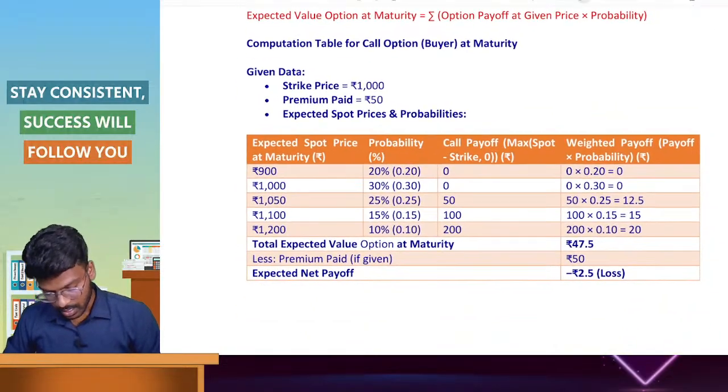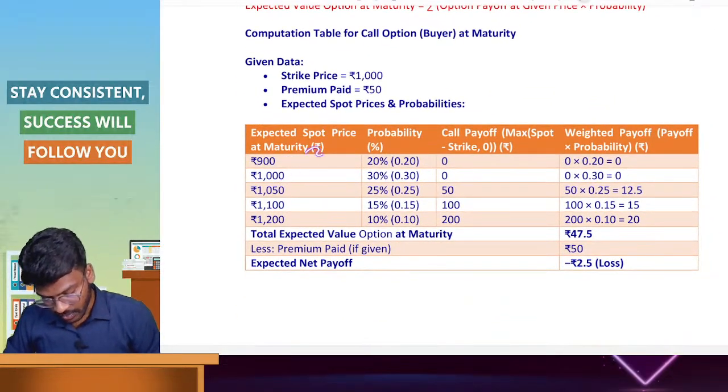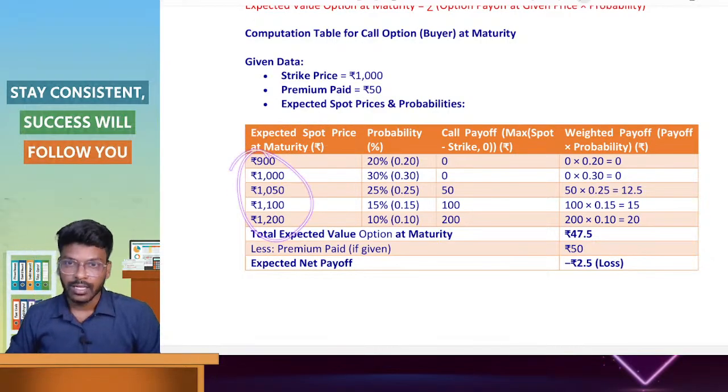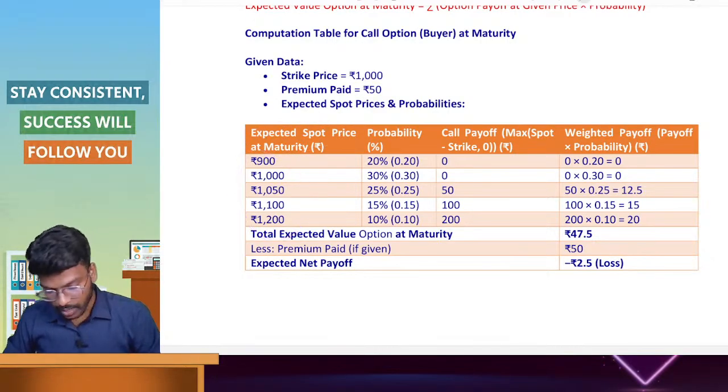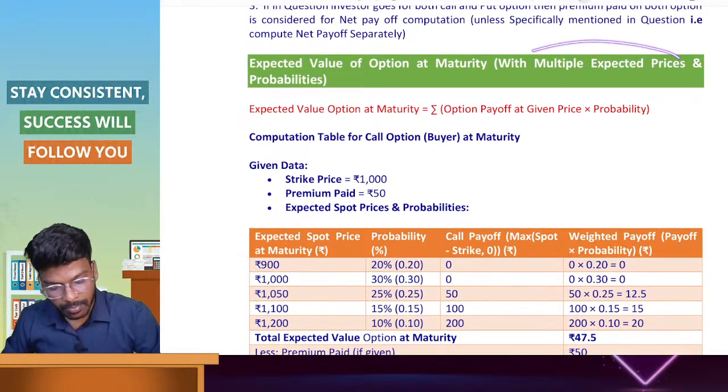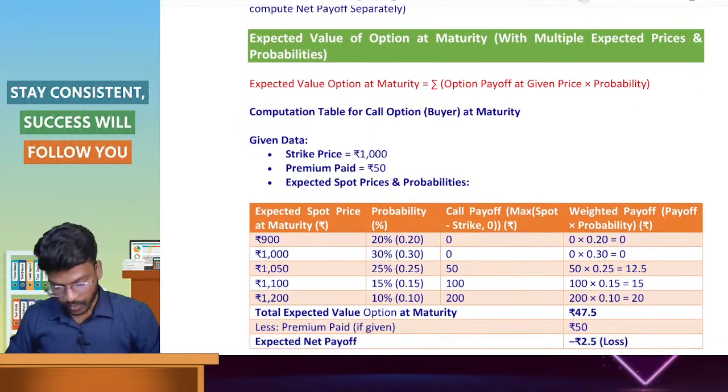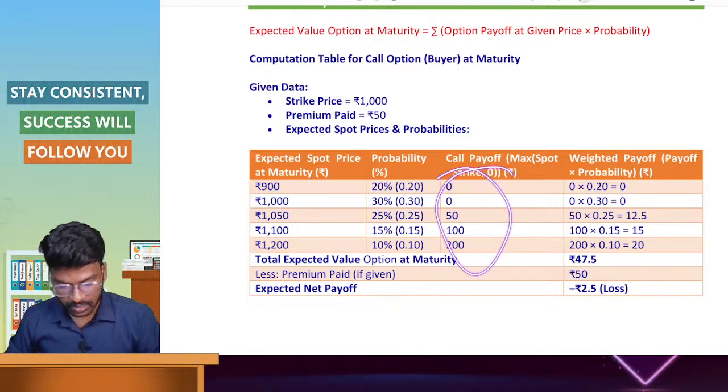In our example, we have the spot price at maturity given. There are multiple scenarios given in the question, that is, multiple expected prices. We have to compute the payoff amount first.